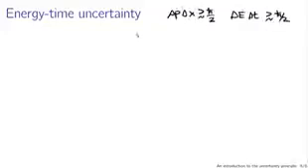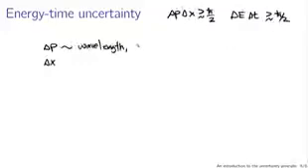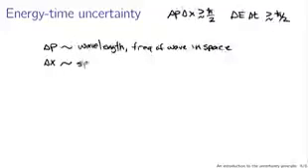I'd like to make an analogy between these two equations. Delta P and delta X. Delta P, according to de Broglie, is related to the wavelength, which is sort of a spatial frequency. It's the frequency of the wave in space. Delta X, of course, is just a space. And these are related, according to this equation.